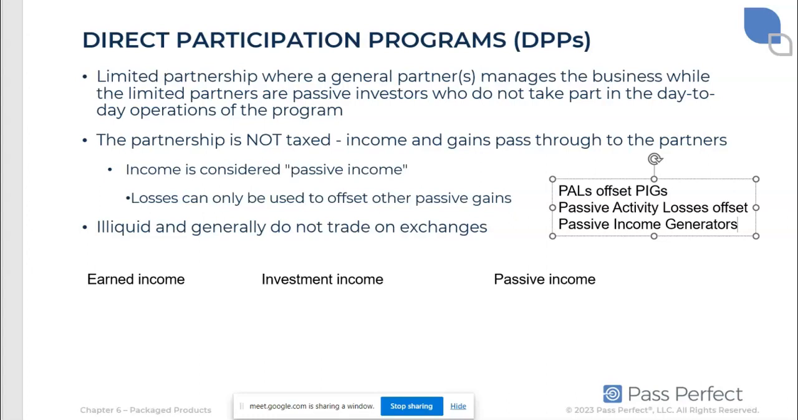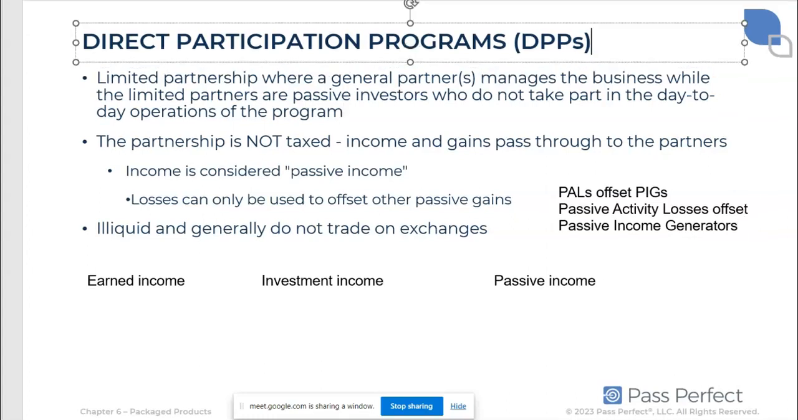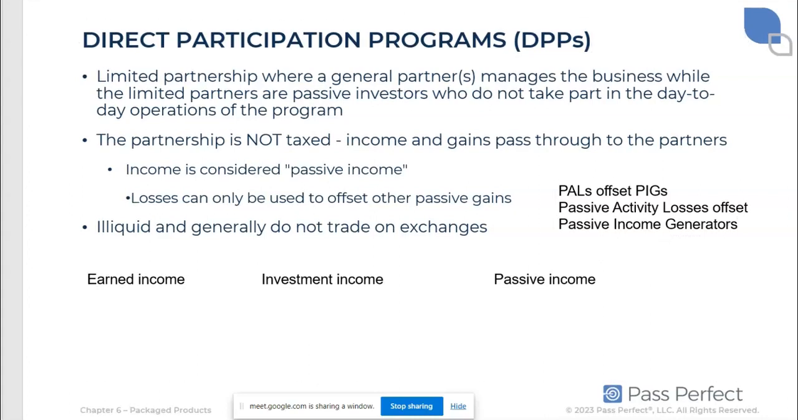So if someone has a limited partnership share, a DPP, and they have losses in that, they can only deduct those losses against other passive income gains from other DPPs where they show gains. They cannot deduct it from their earned income. I'm sure we'll see this later. But if you have capital losses, which come from your investment income bucket, only $3,000 a year can be offset against earned income. Okay, we'll have a chance to see that. But this one, PALs offset PIGs, is your little phrase that pays to help you remember how they offset each other.